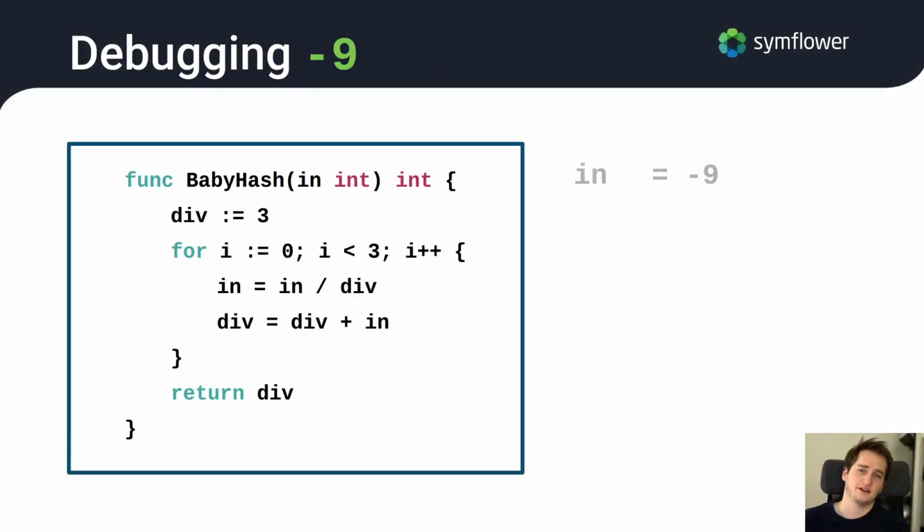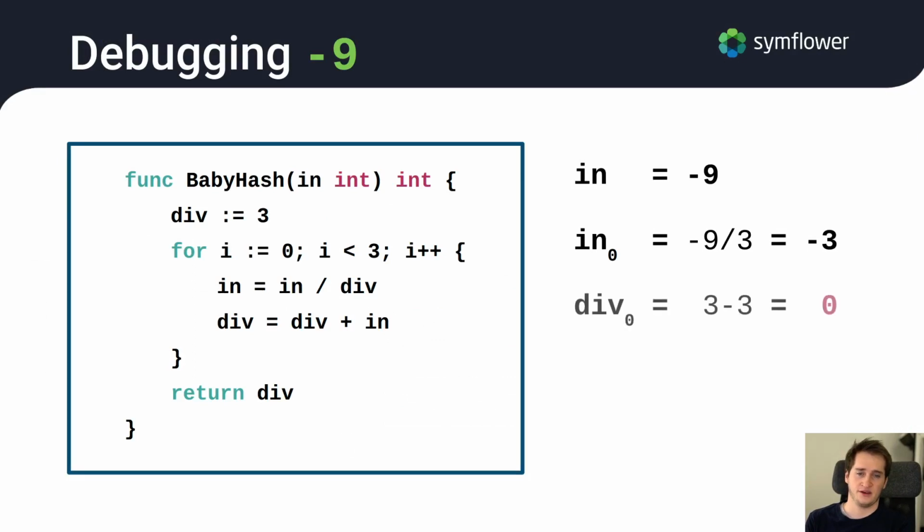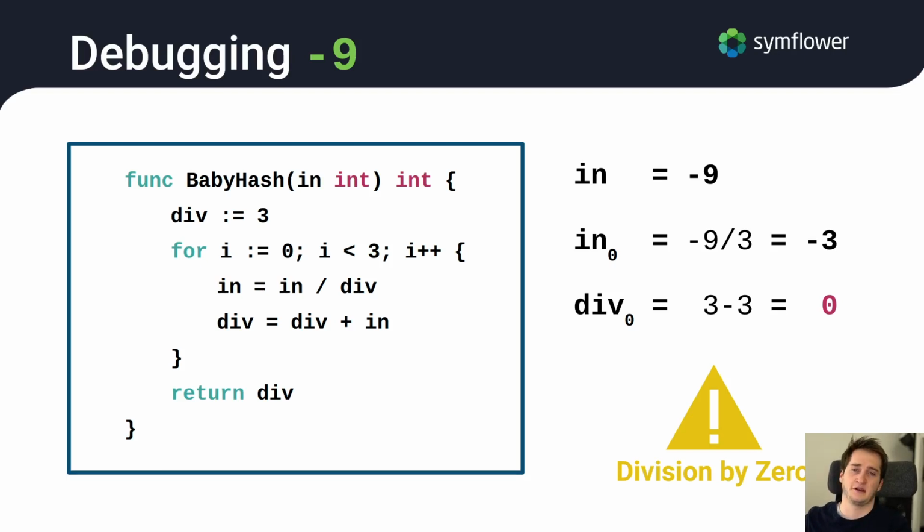So with -9 as an input, we divide it by 3 because 3 is the initial divisor. And then we update the divisor. So 3 minus 3 is then 0, which leads to the division by 0. So this -9 is actually a problem here.